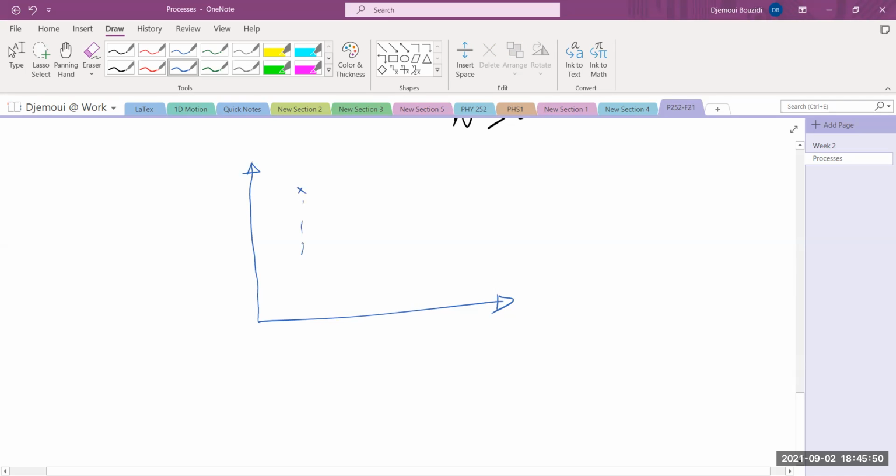This is the initial volume. This is the final volume. I mean, the initial pressure. And this is the final volume, and this is the final pressure. And I know that this is an isothermal process. The temperature is fixed. This is the isothermal process.